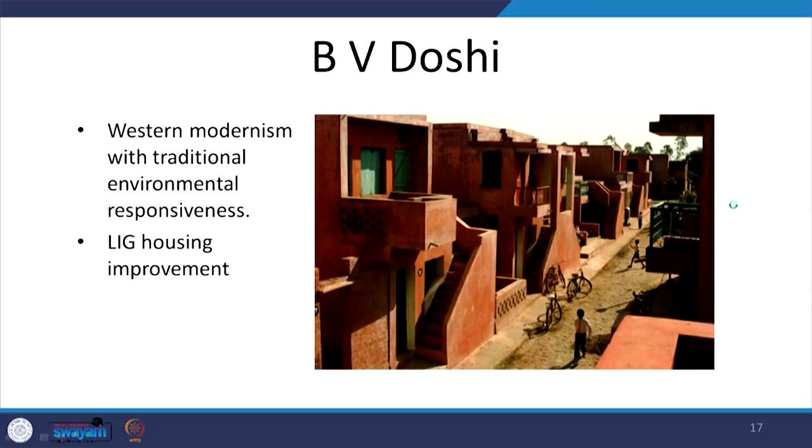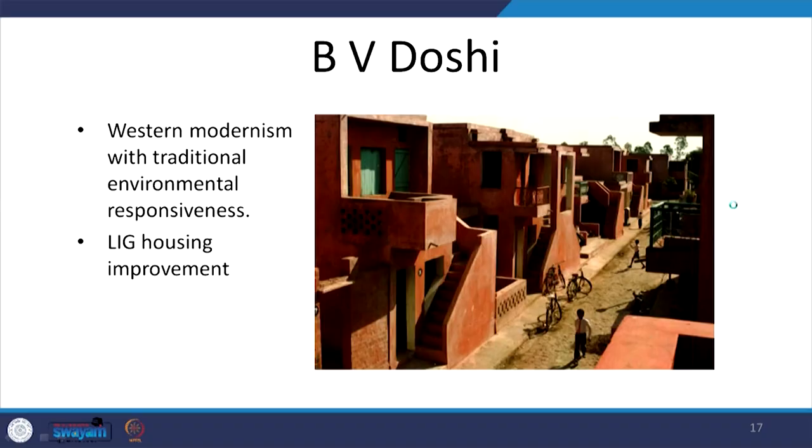Another Indian architect whose work can be qualified as sustainable architecture is B.V. Doshi. Now, here I would say that the few architects whom I have included as part of this lecture are not the only ones. The list is exhaustive and it is practically impossible for me to cover all those names. I am just taking a few works and a few architects to explain my point of sustainable architecture. So, in the works of B.V. Doshi, we see Western modernism with traditional environmental responsiveness.